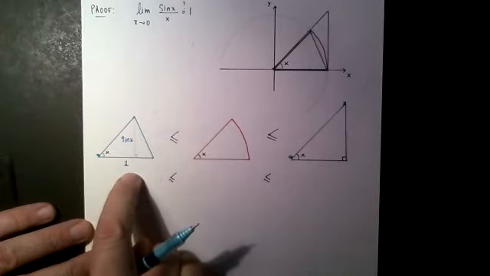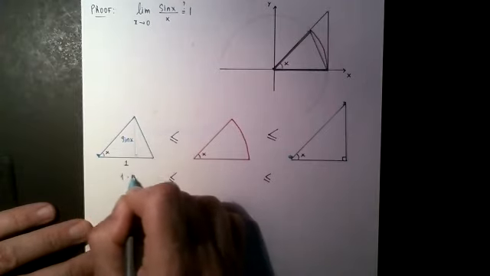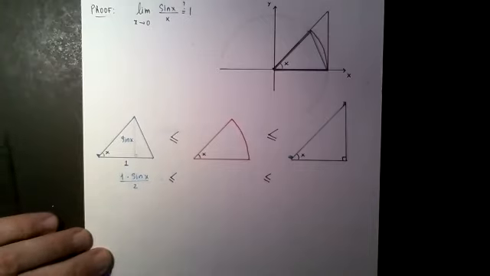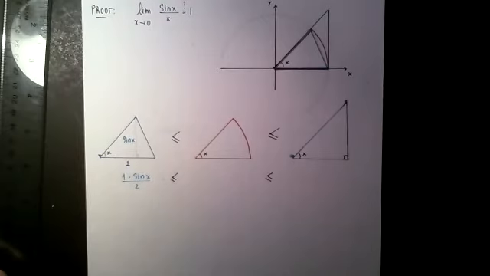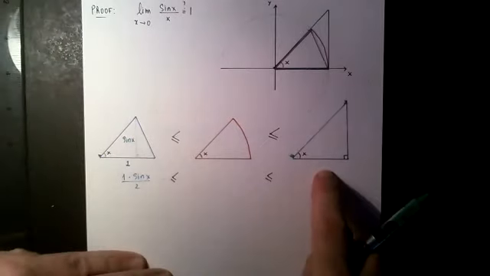So I can find the area here. Base times height divided by 2. So 1 times sine x divided by 2. Perfect. Any questions? Good. Let's go with the green triangle.